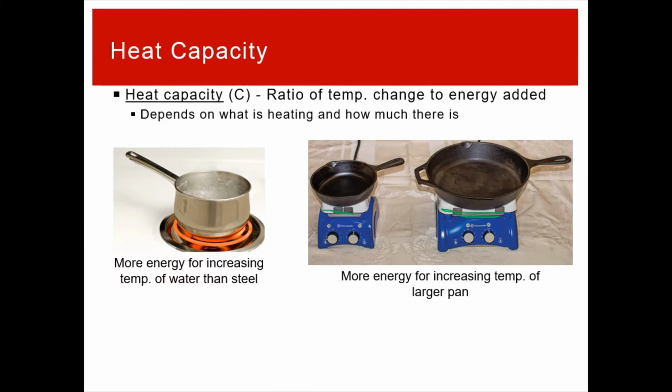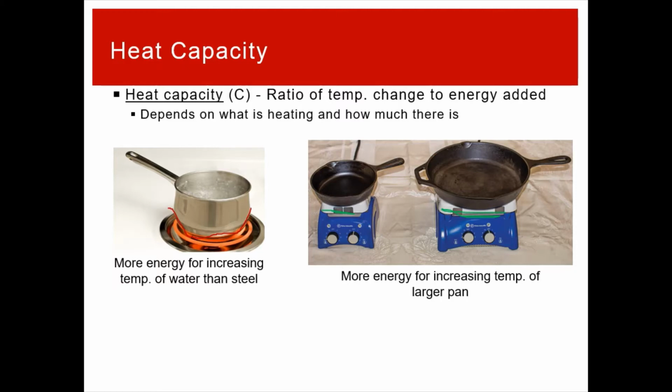With heat capacity, these are both cast iron, so if you have the same material, the bigger one is going to require more energy. The other issue is what you're looking at heating up. One of the reasons we use metal pans or metal pots to heat things is because it's relatively easy to heat up a piece of metal. So this pot will get very hot pretty quickly. It's going to take a lot more energy to raise the temperature of water.